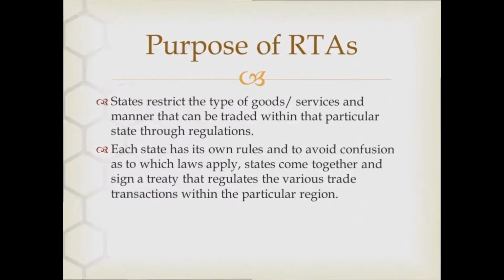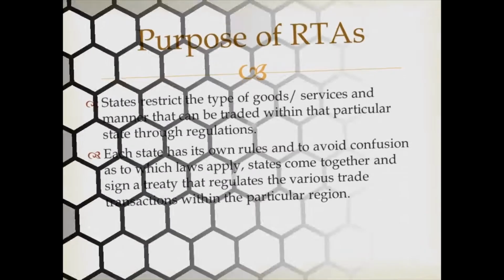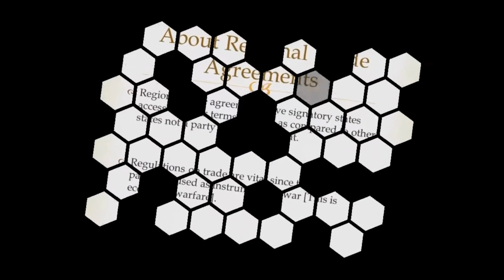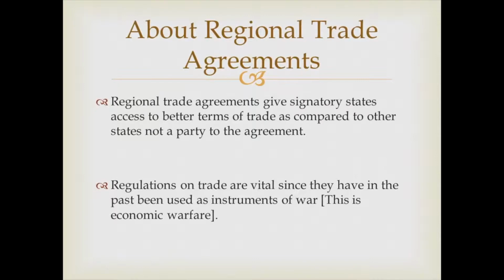Now, what is the purpose of RTA? We know that in most countries, in every state, there are certain rules and regulations when it comes to trading, which could be very complex to deal with. In order to solve this particular issue, RTA is established to unite all these countries, all these states, in order for them to establish one set of rules and regulations that could benefit all parties. Regional trade agreement gives signatory states access to better terms of trade as compared to other states who are not party to the agreement. We need to say that RTA can give benefits to its members as compared to those who are not bound by RTA.